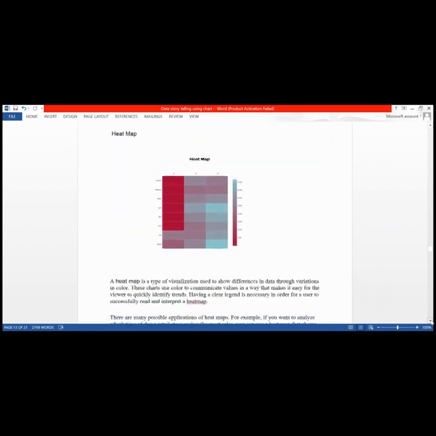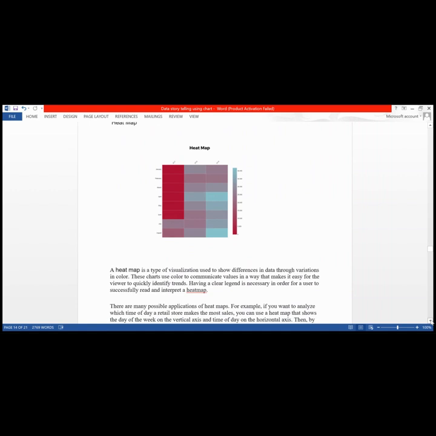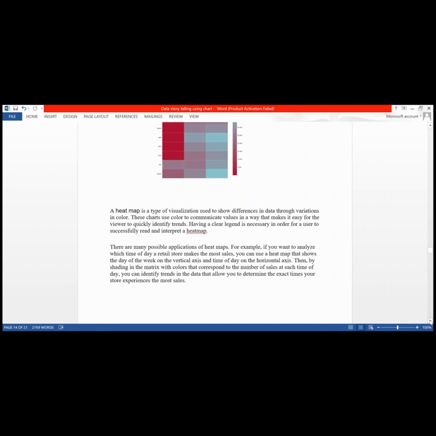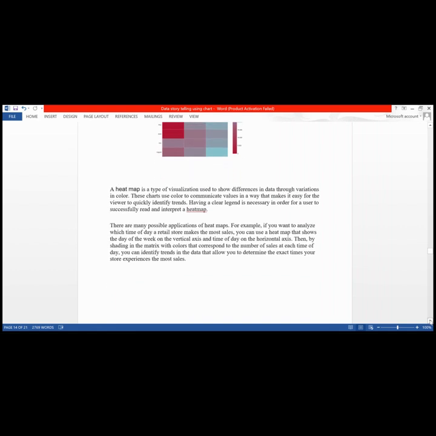We also have heat maps. They are a type of visualization used to show difference in data through variations in color. These charts use color to communicate values in a way that makes it easy for the viewer to quickly identify trends. Having a clear legend is necessary in order for a user to successfully read and interpret a heat map. There are many possible applications of heat maps.